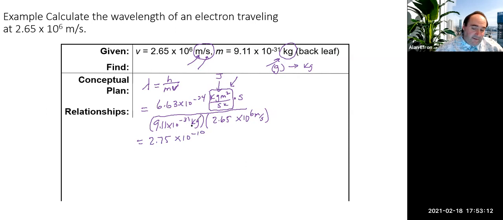Again, in terms of units, kilograms cancel, meters cancel one of them, seconds cancel, and we have our other seconds there that will cancel as well. So get rid of that there, and we are left with meters in terms of the units. Any questions on that particular calculation?